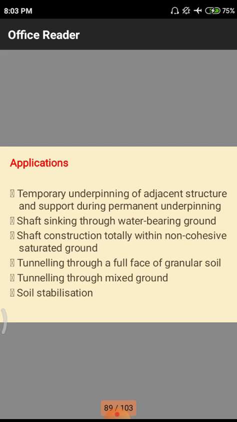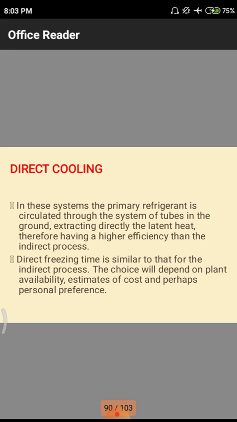Why? Because simply we are giving continuous heat to the structure by using shaft sinking, shaft construction, and tunneling. We need to construct small-scale tunnels, and from those tunnels we have to give direct heat to the surrounding soil conditions.